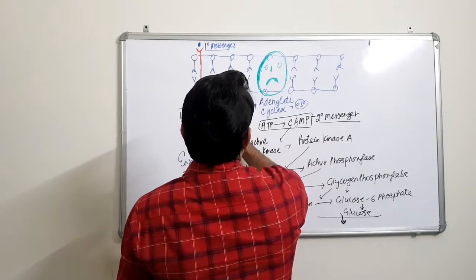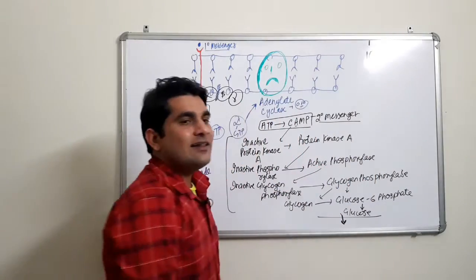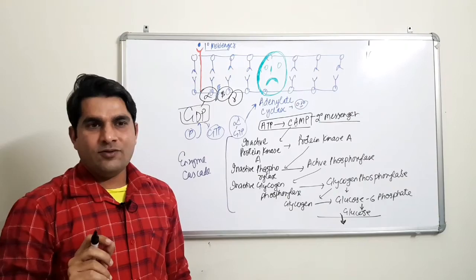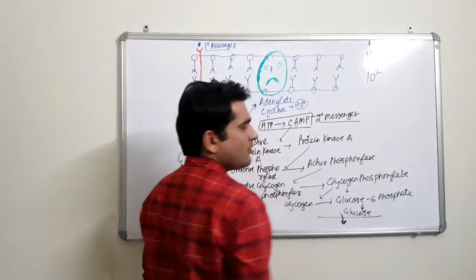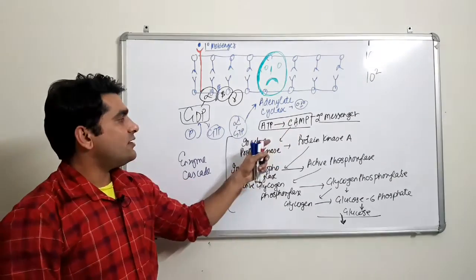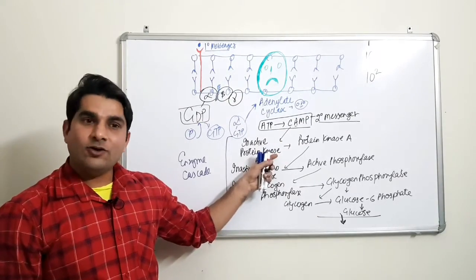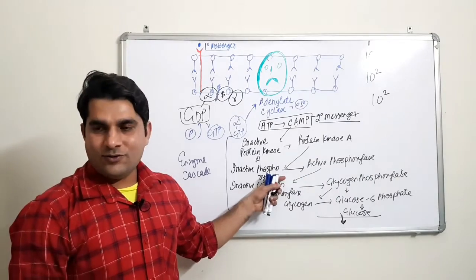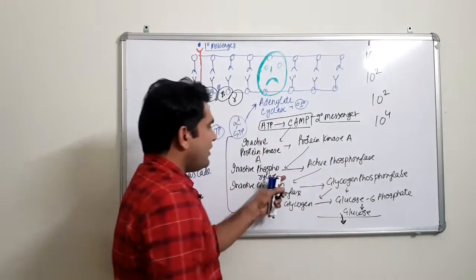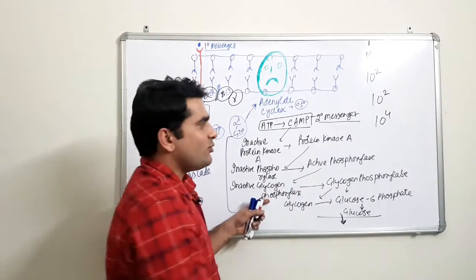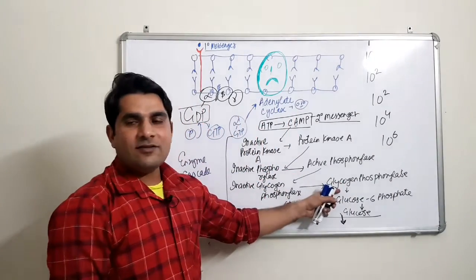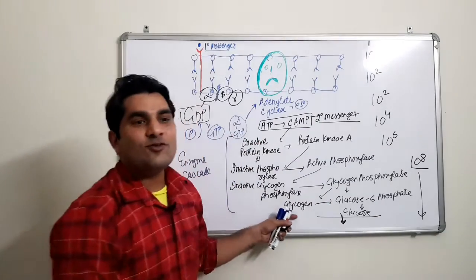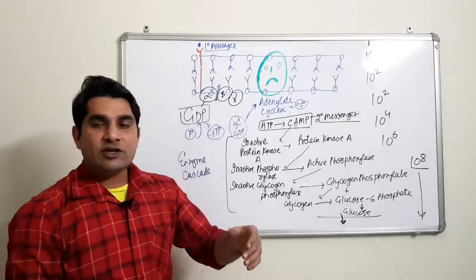Now एक जीटीपी एक्टिवेट करता है 10 एडेनाइलेट साइक्लेज को, तो इफेक्ट कितना गुना हो गया। और एक एडेनाइलेट साइक्लेज एक्टिवेट करता है 10 एटीपी को, तो कितना हो गया 10⁻²। एक साइक्लिक एएमपी एक्टिवेट करता है एक प्रोटीन काइनेज को, तो कितना हो गया अभी 10⁻²। और एक प्रोटीन काइनेज एक्टिवेट करता है 100 फॉस्फोराइलेज को, तो कितना हुआ 10⁻⁴। और एक फॉस्फोराइलेज एक्टिवेट करता है 100 ग्लाइकोजन फॉस्फोराइलेज को, कितना हो गया अब 10⁻⁶। और एक ग्लाइकोजन फॉस्फोराइलेज एक्ट करता है 100 ग्लाइकोजन मॉलिक्यूल पर, तो कितना हो गया 10⁻⁸। तो कितने ग्लूकोज के मॉलिक्यूल निकलेंगे? Millions of glucose molecules would be.